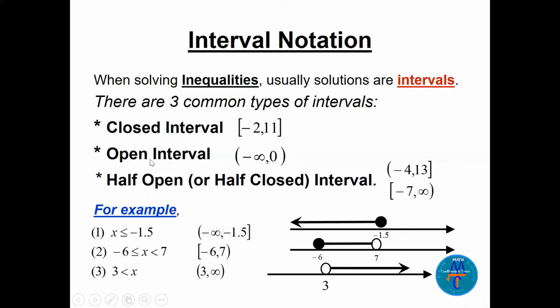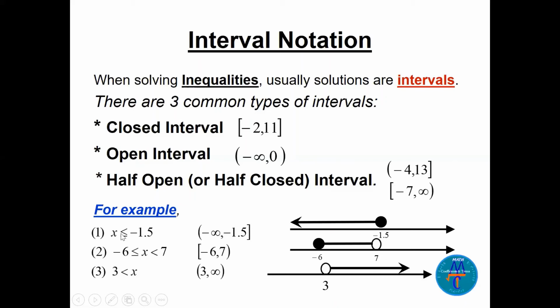Now, this is closed. It means what? -2 is included, 11 is included. Here, -infinity to 0: -infinity is never included, and 0 is not included because it is open. Now, I put here 3 examples. You have to be careful. When you have an inequality, we don't have equal, just less than or greater than. And then you can change it to interval, or you can graph it here.